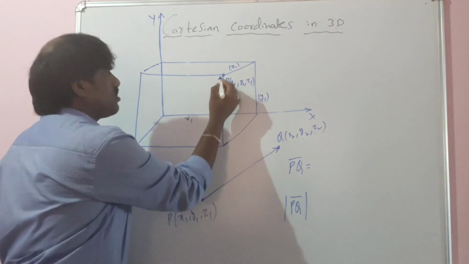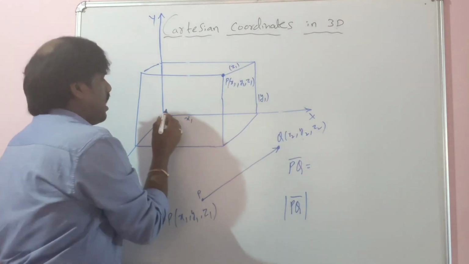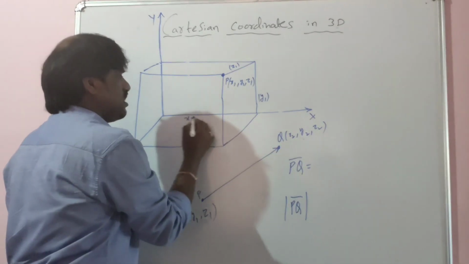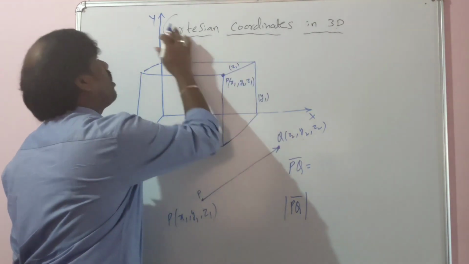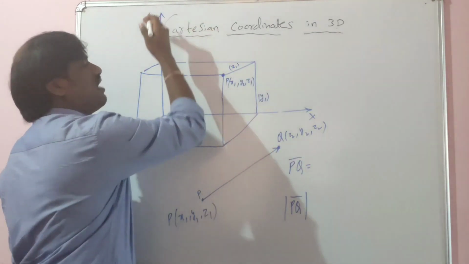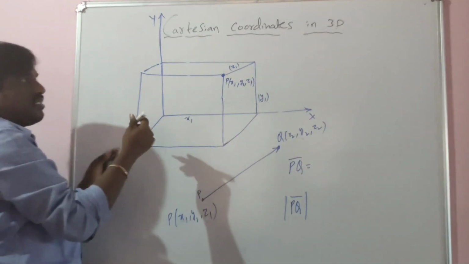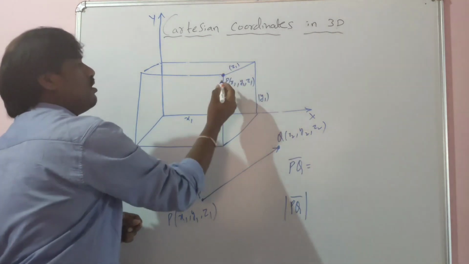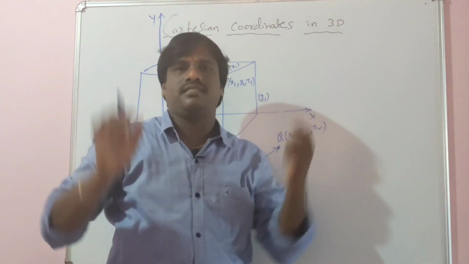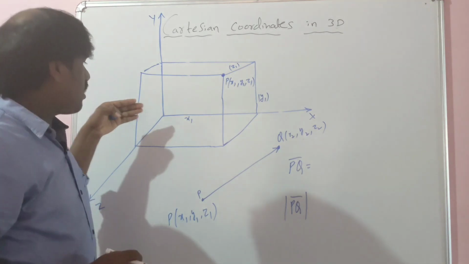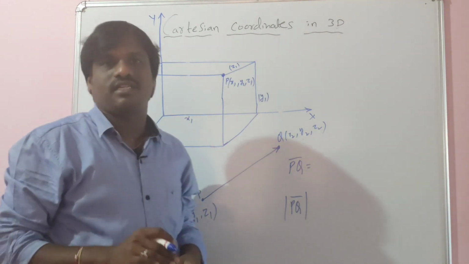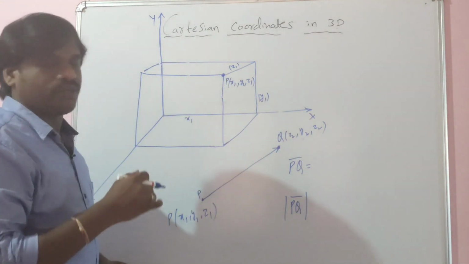Suppose I take a point P here, how is it reached? I travel x distance, this is x1 distance. Then I travel y1 distance on the y-axis side. Horizontally I traveled x1 distance, then vertically y1 distance, and then towards the z-axis side I travel z1. So this point is P(x1, y1, z1), that is the point in space. The point in space is the point which is reached by traveling x1, y1 and z1 distance. This is a representation of that. I hope you understand.